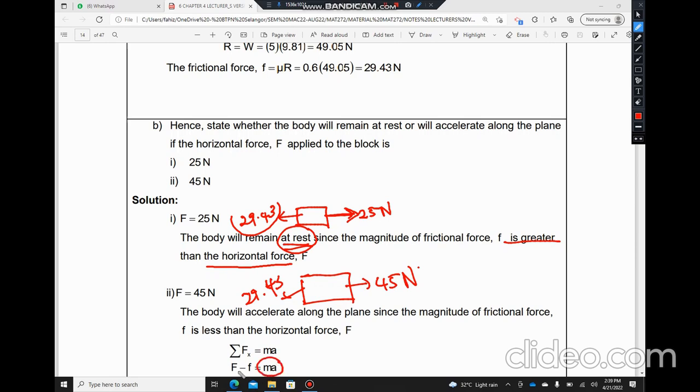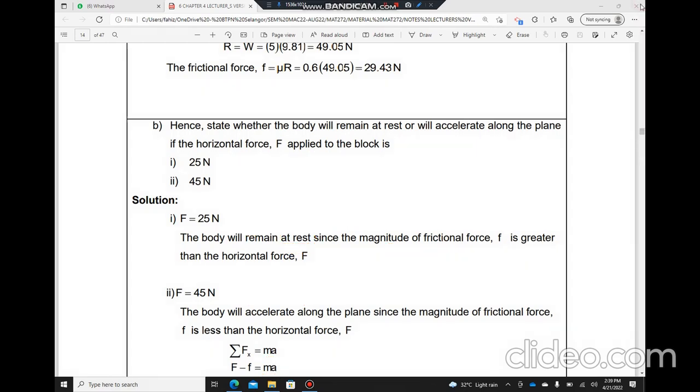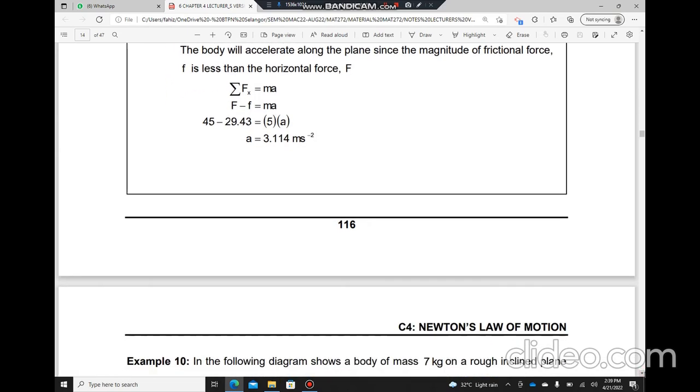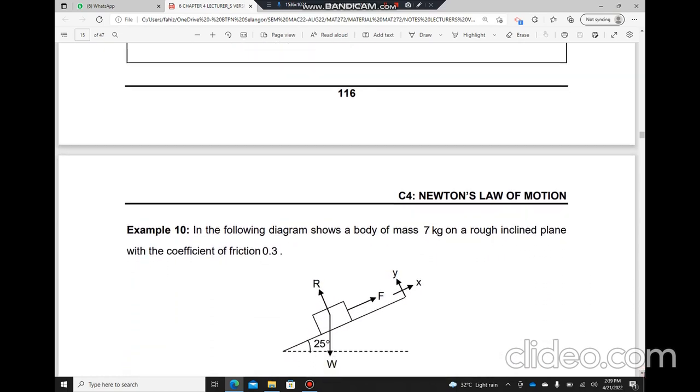So kita boleh guna formula F minus F. This one F kan. Okay, F minus frictional is equals to MA. So how to calculate this one? F is 45. Tadi kan dia bagi dalam soalan ni F equals to 45, and then frictional is 29.43 equals to M, which is 5, and multiply by A, which is 3.11 m/s^-2. Okay, so this one untuk example 9. Okay, so you can try solve example 10.